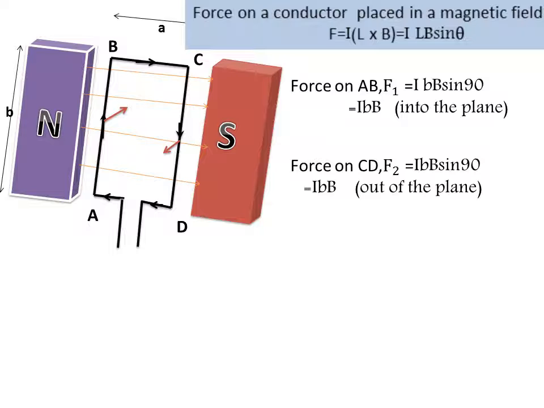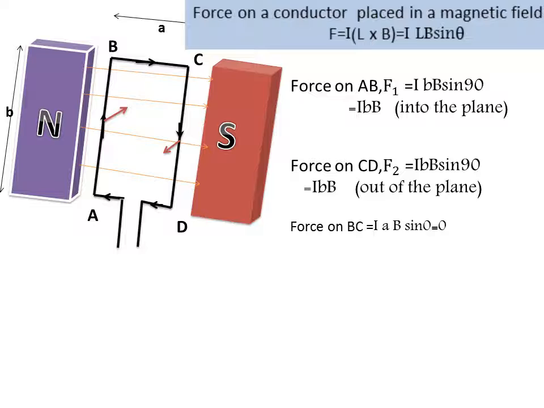Now let us consider the side BC. Here we have I into length of BC, which is a, and magnetic field B. Now for angle theta, the direction of BC and the direction of magnetic field are the same. So we have theta equal to 0. Sin 0 is 0. So no force is acting on BC.